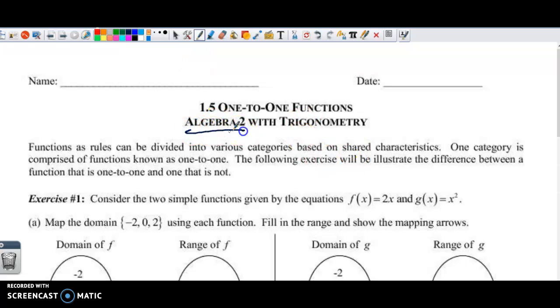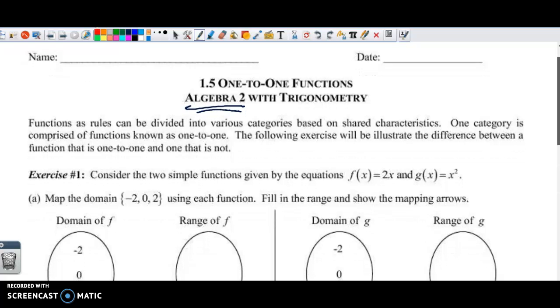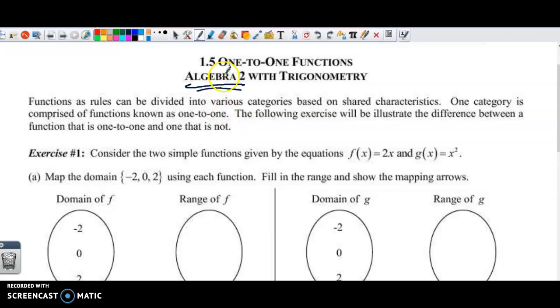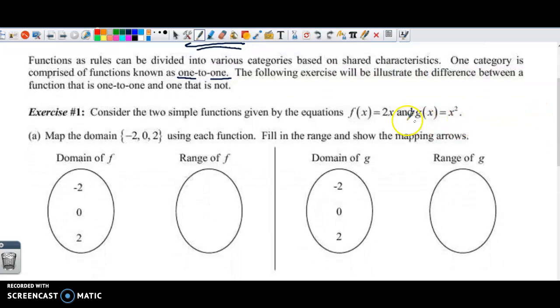Algebra 2, we are going to continue on with functions, but this time with one-to-one functions. So we already know what it means to be a function: the x values do not repeat. And what we're going to get at now is that the y values cannot repeat. For each one x value, there's exactly one y value. And we're going to show that by talking about these two separate functions. They're both functions, no x values repeat.